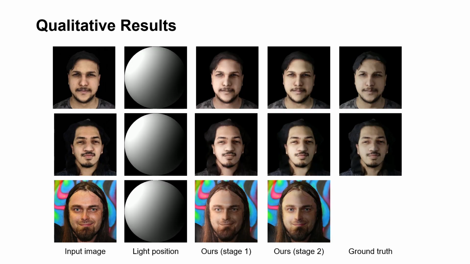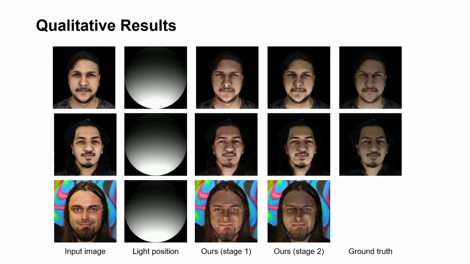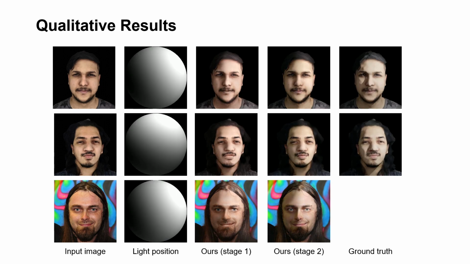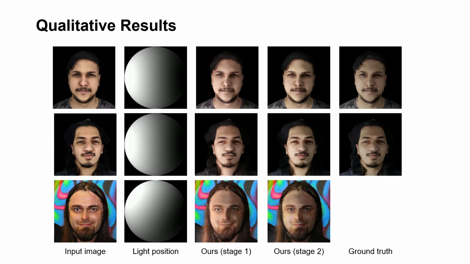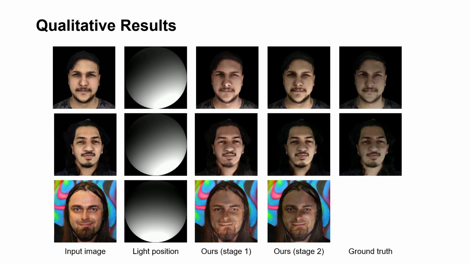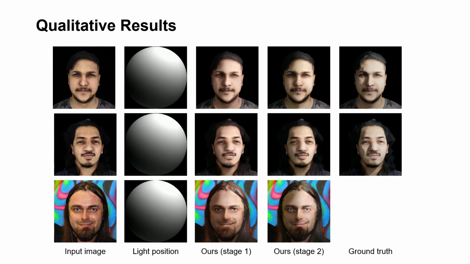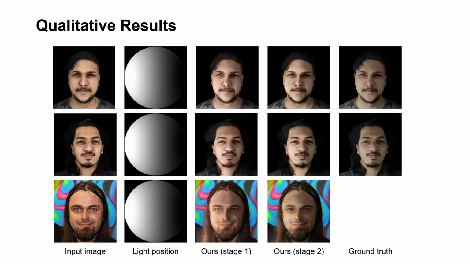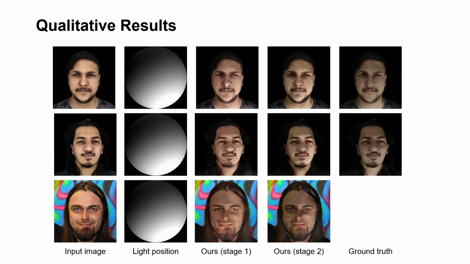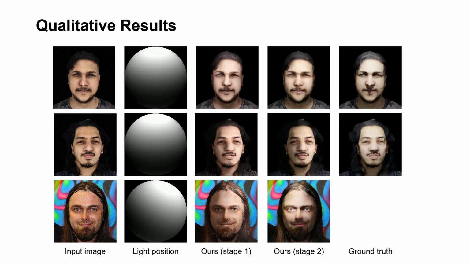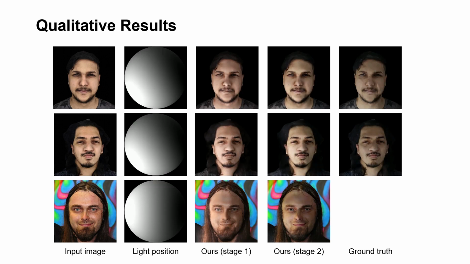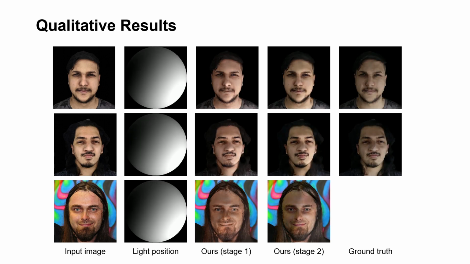Qualitative results from our model can be seen on this slide. We can observe that the stage 2 model is able to estimate a more photorealistic relit image which is very close to the ground truth image. Both stage 1 and stage 2 models are able to accurately render sharp shadows and estimate a photorealistic relit image.